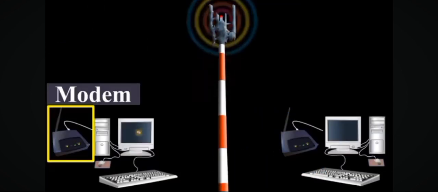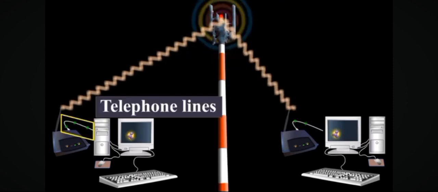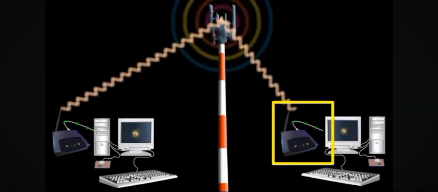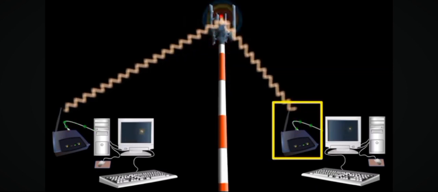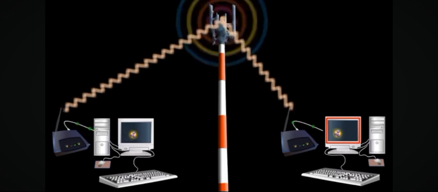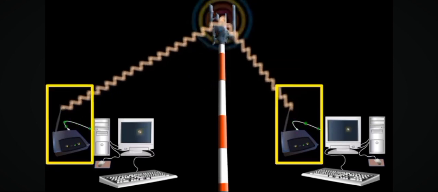A modem is used to convert digital signals into analog signals capable of being transmitted over telephone lines, and at the receiving end of the system, a modem is used to demodulate the analog signals and reconstruct the equivalent digital output. Modems are placed at both ends of the communication circuit as shown in the visual.